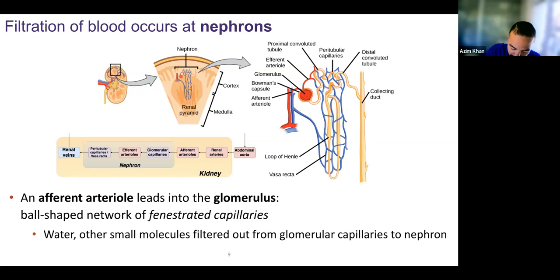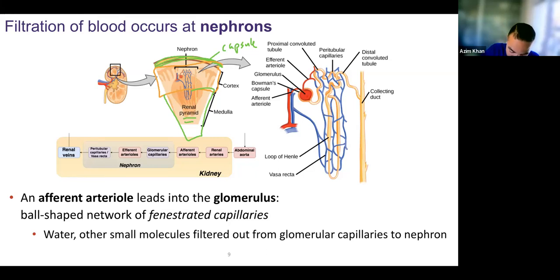You've got your cortex on the outside. Excuse me, you've got your capsule. This is capsule. And then you've got your cortex. And then you've got your medulla. So this is showing one pyramid of the medulla. Nephrons span both cortex and medulla.